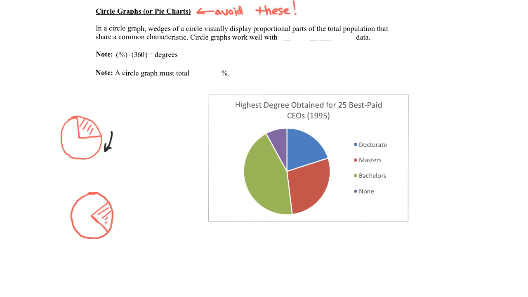So researchers have basically been saying to avoid these for at least 100 years, but they're used all the time. So we have to know how to read them because they're everywhere. But if you're going to show data and you don't want it to be misinterpreted, it's best to avoid these. Some other reasons we'll talk about too.